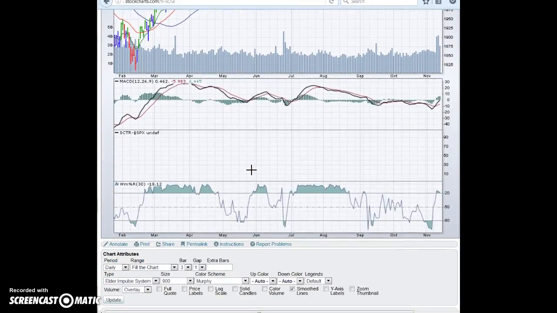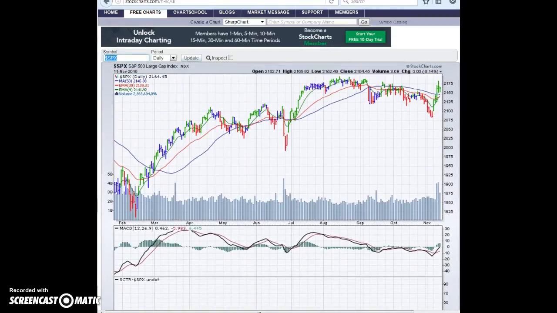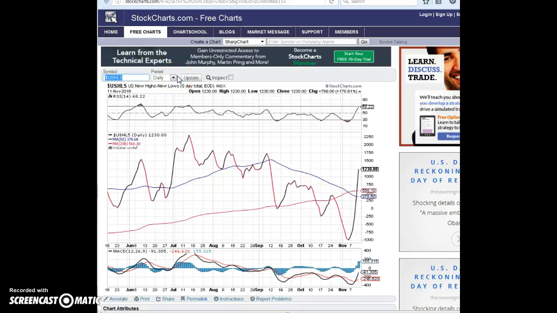Let's take a look at another one, okay? Here's one last chart, the new high, new low index. While it was trending down for a while, it seems to have broken that trend.